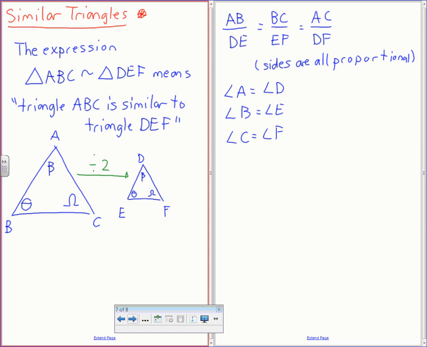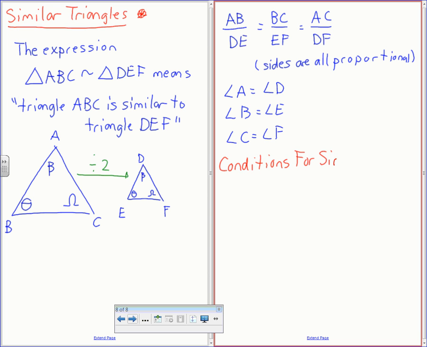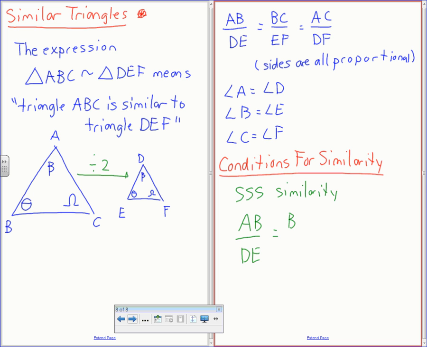Condition for similarity is going to be SSS, excuse me, similarity, which means that AB over DE equals BC over EF equals AC over DF. Just bear with me here and we'll go through this. I know this is all just textbook stuff. We're done with the notes as of right now.